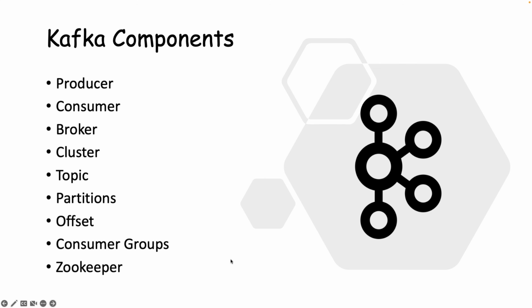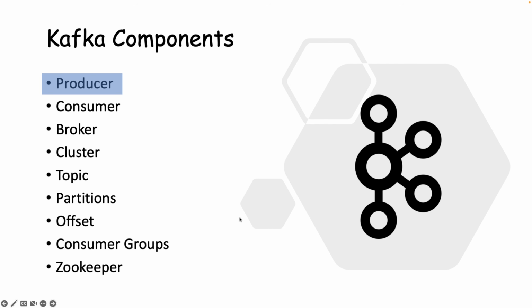So these are the Kafka components, or you can say core concepts of Kafka. Here each component plays a different role in the Kafka ecosystem. No worries, we'll discuss them one by one. So let's begin with the first one, that is producer.